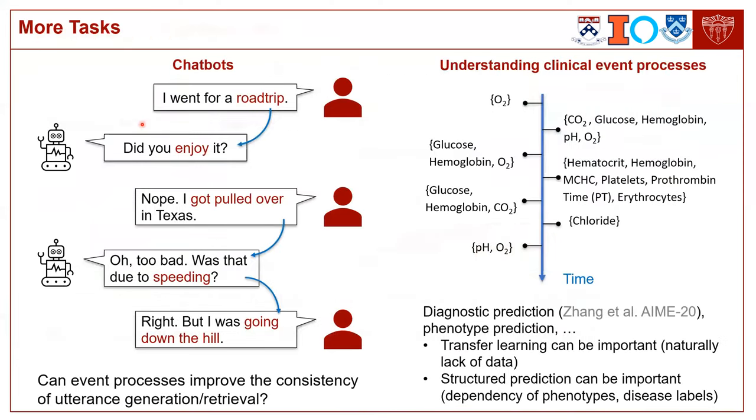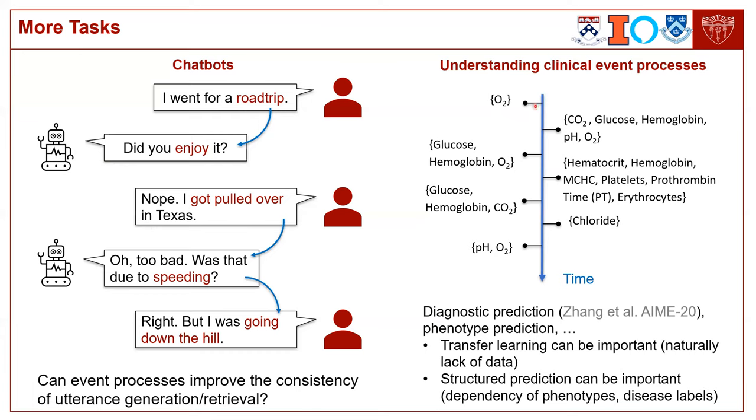So there are also more tasks that could benefit from understanding event processes. One is that we have shown that using event processes can help the consistency in narrative prediction. Then, to go one step further, can we use this kind of knowledge about event processes to improve the consistency of maybe utterance generation or utterance retrieval for chatbots, right? This is actually also a meaningful problem.